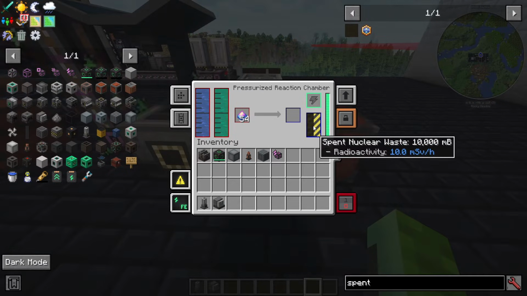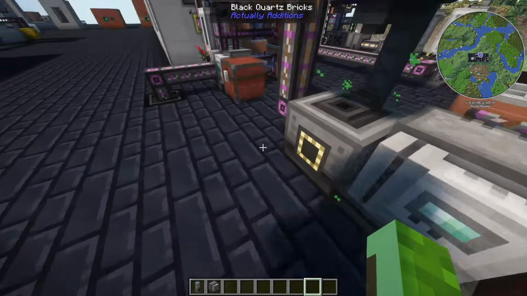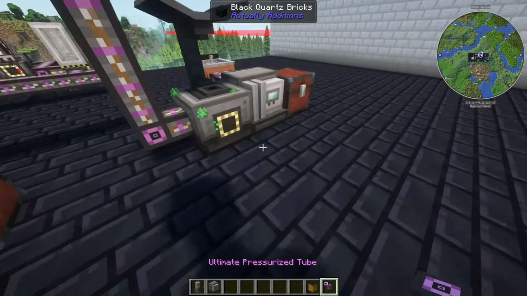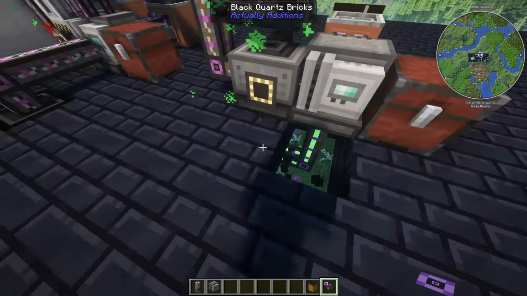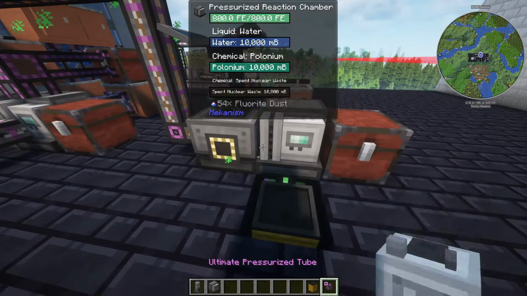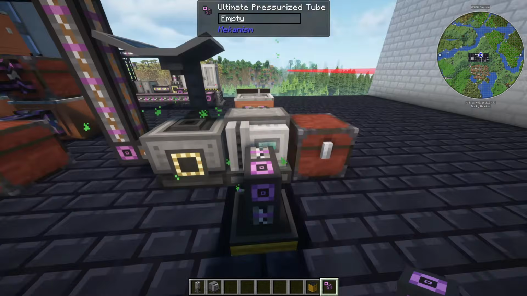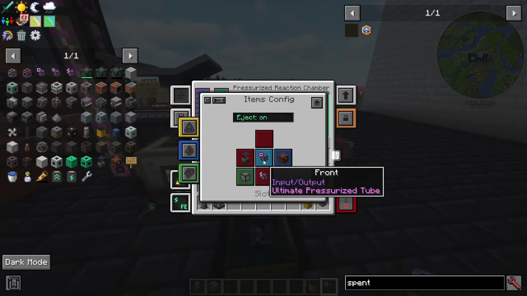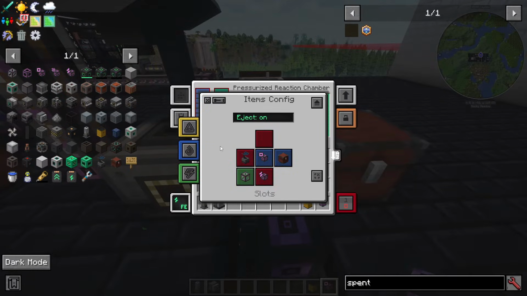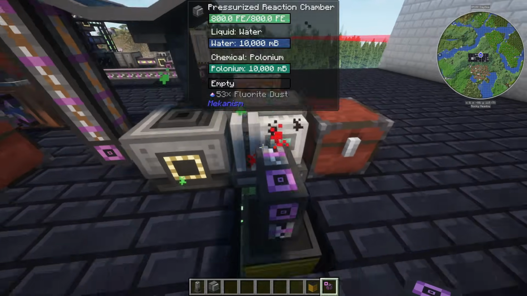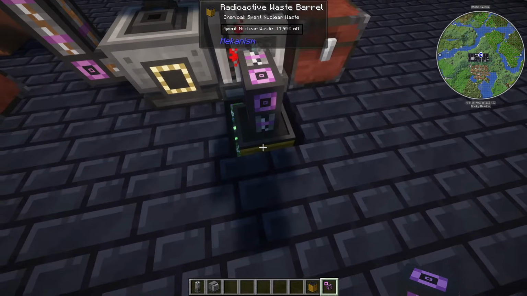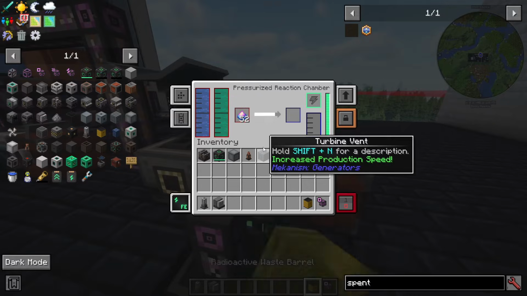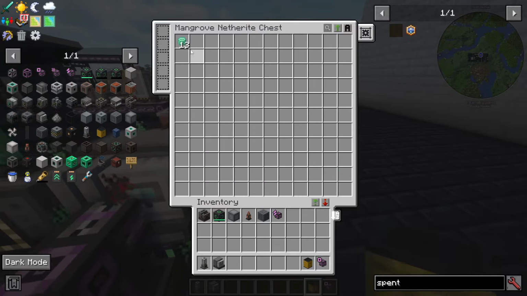Now, as you can see here, this is actually full because I forgot to put a barrel in front of it. So what I'll do here is just place a barrel and then place a pressurized tube, and then make sure that the front is set to output, and make sure it's on the right tab. It was the chemicals. So now the front is set to output, and as you can see inside of there is spent nuclear waste, and this is then creating polonium nuggets again.